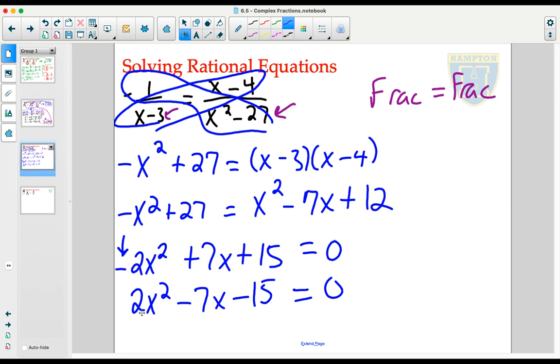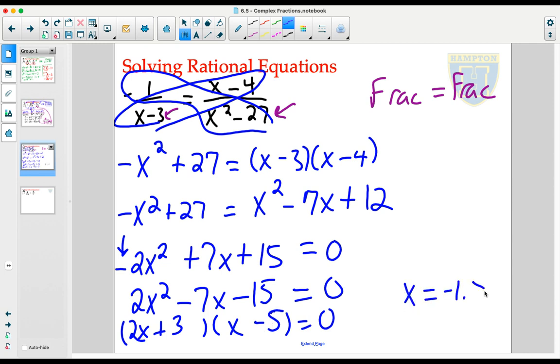Now here we have a little bit of creative factoring that we need to do in order to figure out our two factors that are going to multiply together to make 0. And a little bit of trial and error, a little bit of AC method. We should get 2x plus 3 and x minus 5. Meaning we have two solutions, x is equal to negative 1.5 and x is equal to 5.